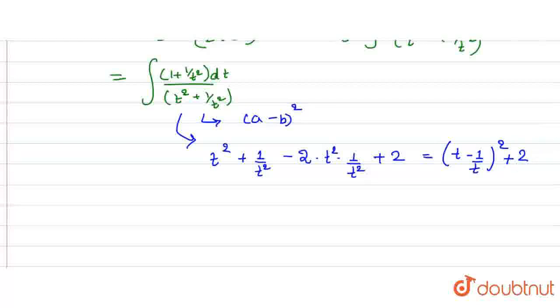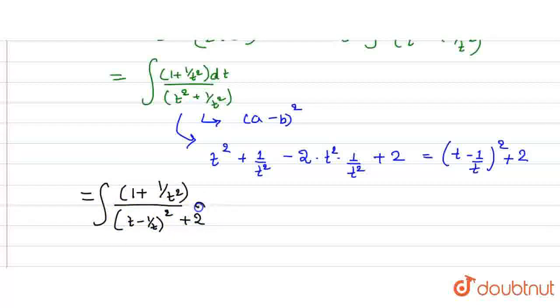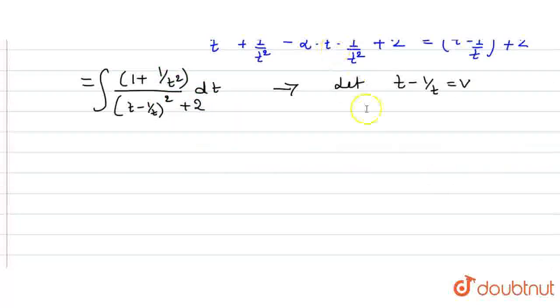Now we write this in the denominator. Our denominator part is clear now. So the denominator is the integral of (1 plus 1 by t square) divided by (t minus 1 by t) whole square plus 2, into dt. Now we apply a substitution. Let t minus 1 by t be equal to v. Taking the derivative, we get 1 plus 1 by t square, multiplied by dt, equal to dv.